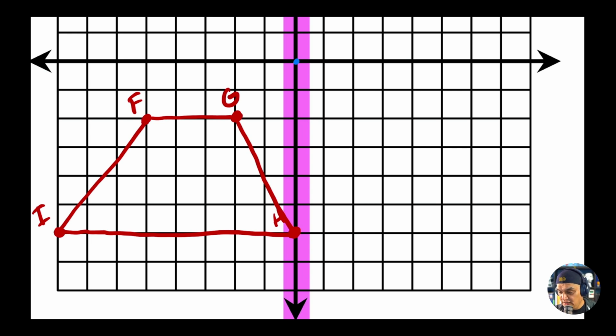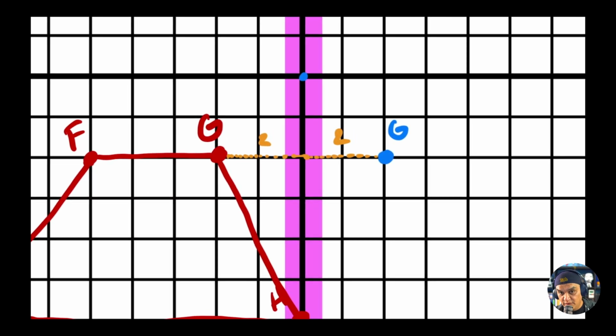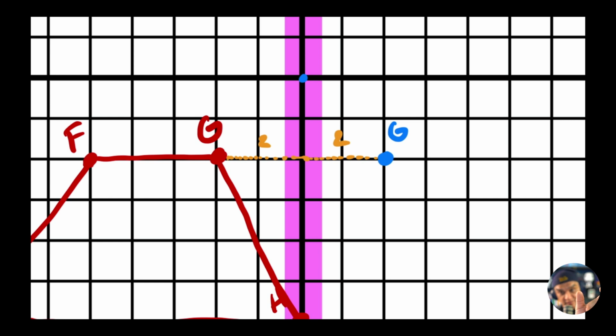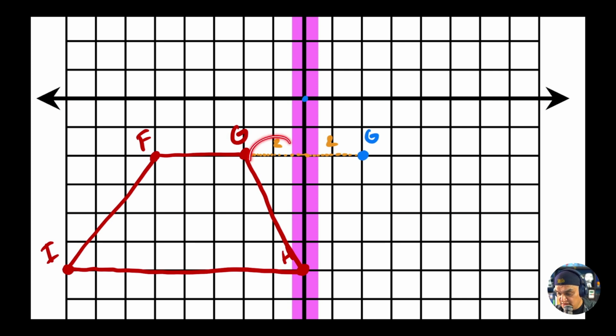So let's start with G. G is 1, 2 units away from the mirror. So that means it's going to be 2 units in the opposite direction. 1, 2, and then there's my new G. Now these orange lines that I'm drawing, you don't have to draw these. These are just for me to show you me measuring the distance. How far is that point from the line of reflection? And then you just go that many units on the other side. So if you look here, this is 2 units away from the mirror on this side, and so that means it's 2 units away from the mirror on the other side, in opposite world, right?